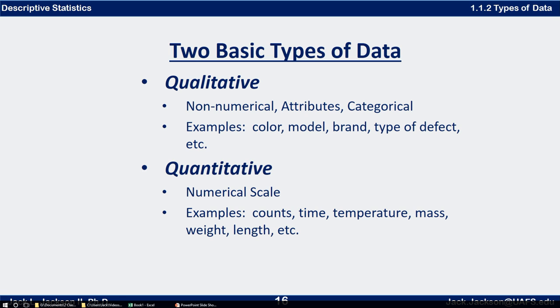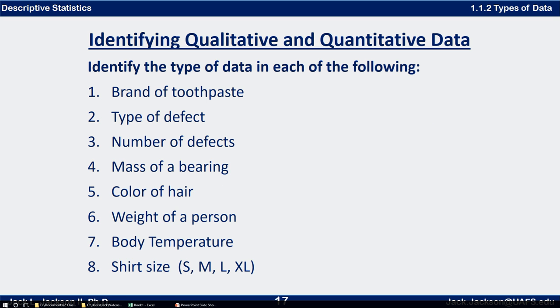The other type of data is called quantitative data. Quantitative data has a numerical scale, so it's numerical data where the numbers actually have some meaning to them. Examples would be counts of things, time, temperature, mass, weight, length, lots of different things that you can measure. So, qualitative and quantitative. Let's see if you can understand those basic definitions by working this problem.